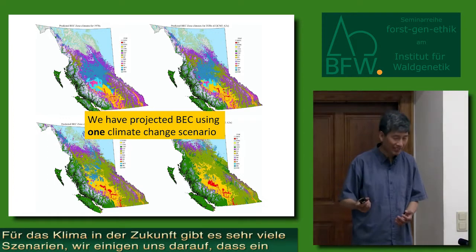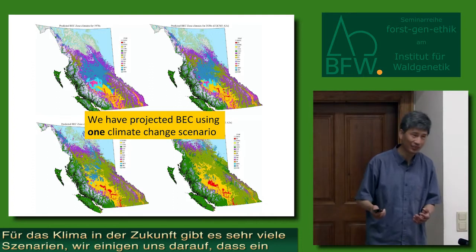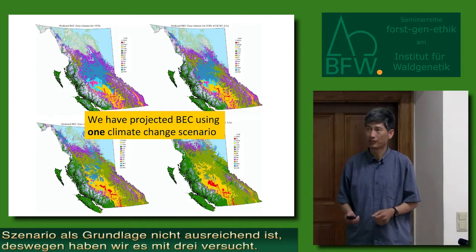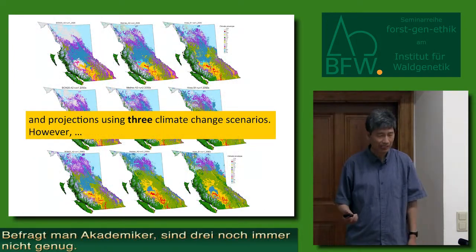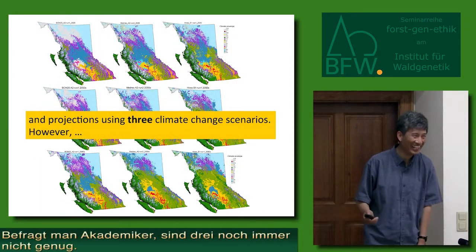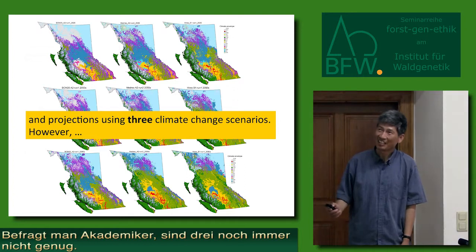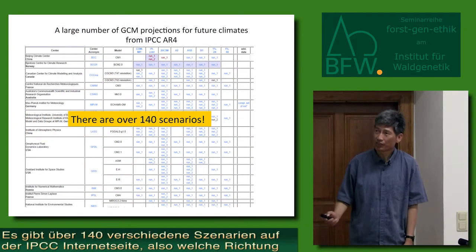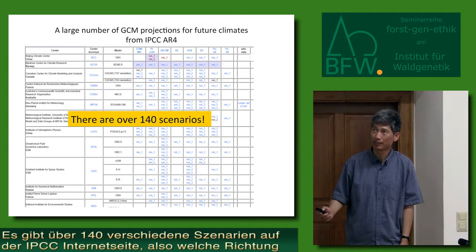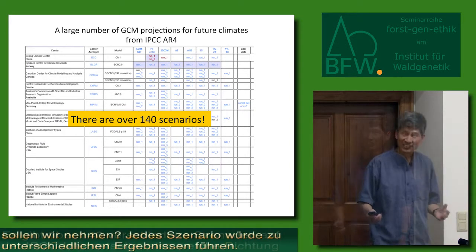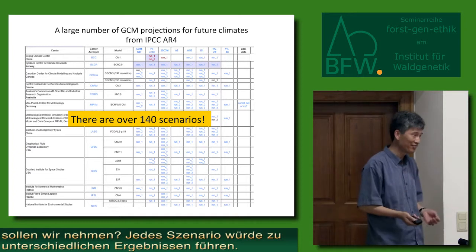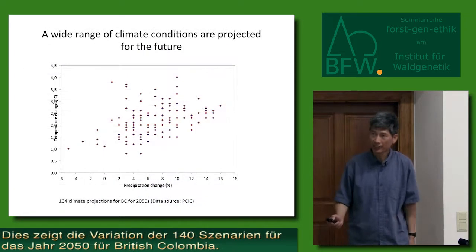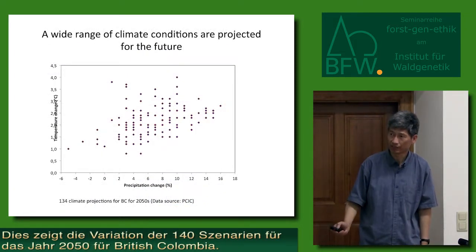And for the future climate, there are so many scenarios. One is not enough, we agree, so we tried 3. Gradually people said, oh, 3 is still not enough. There are over 140 climate change scenarios on the IPCC website. Which way to go? Any scenario will lead to totally different results. Here is the range of the 140 scenarios for 2050 for BC.